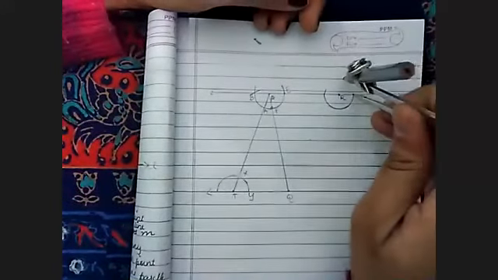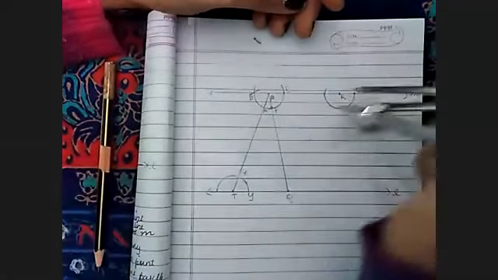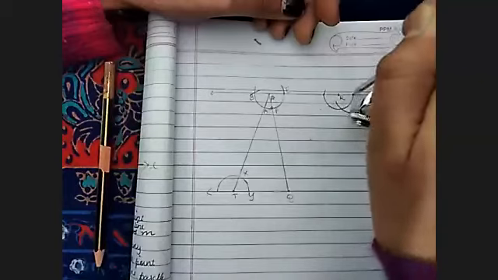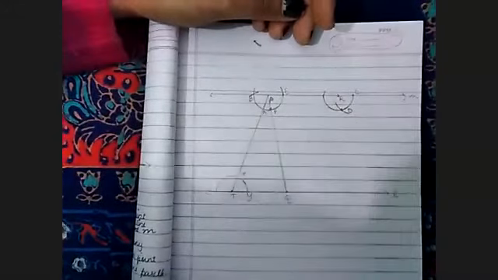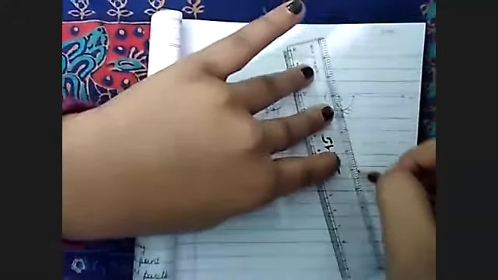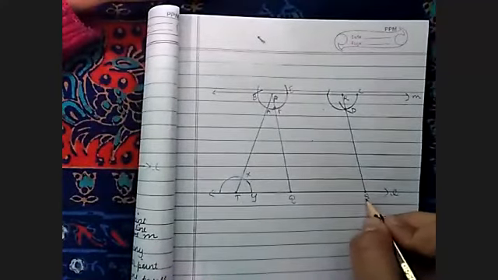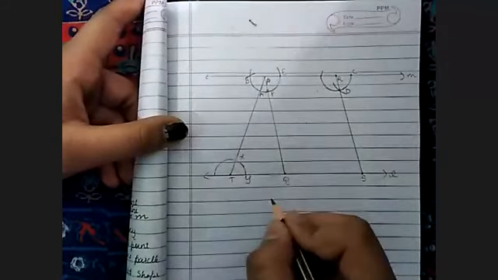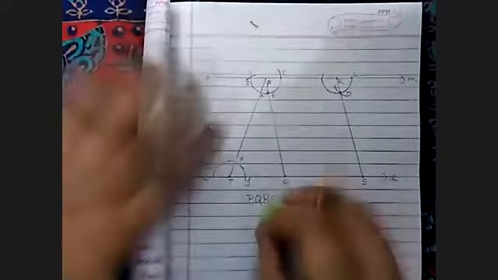From C, name it C. With C as center and with the same radius equal to EF, do an arc, name it D. Now extend RD and it will meet L at S. So in this way, you will get RS parallel to PQ, and this figure is PQSR, a parallelogram.